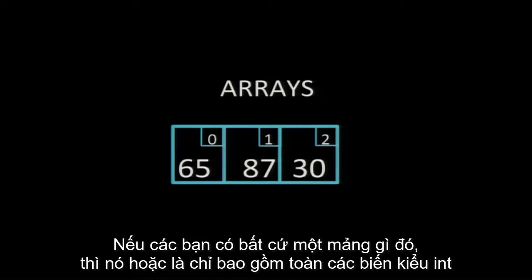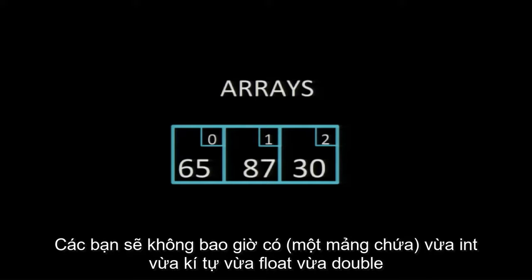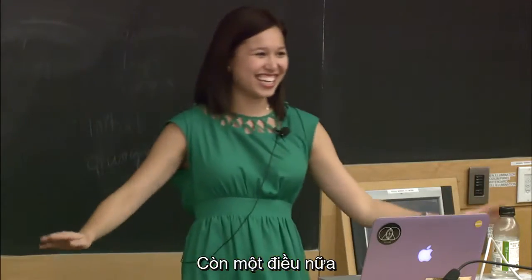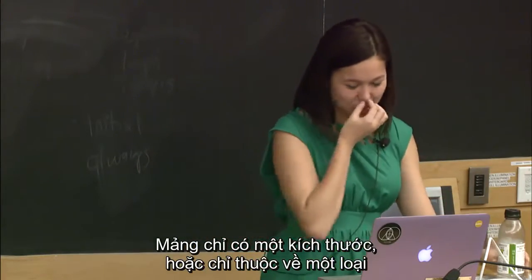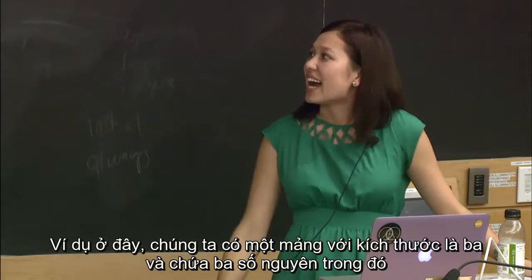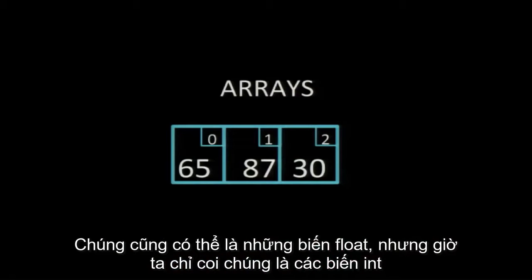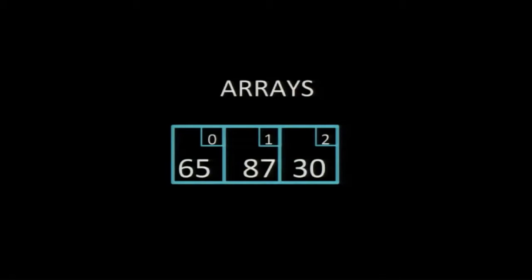So if you ever have an array, it's either just going to have ints, or it's just going to have floats, or it's just going to have chars. You're not going to have an int with a char, with a float, with a double, one thing. Arrays are just one type. So here we have an array of size 3 with 3 integers in it. They could be floats, but we're going to say they're ints.